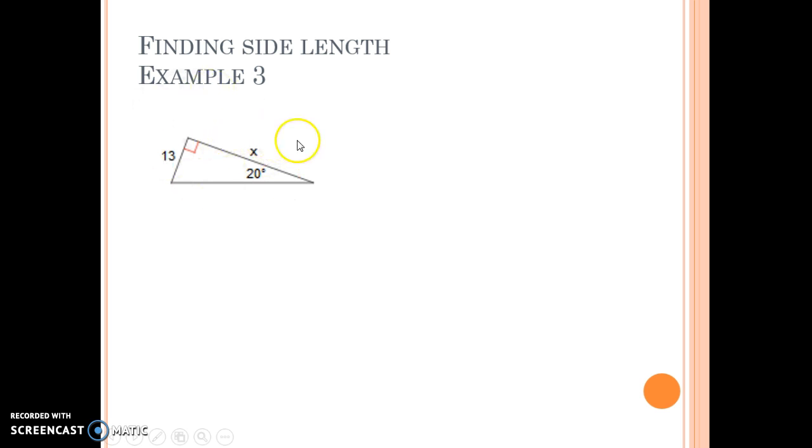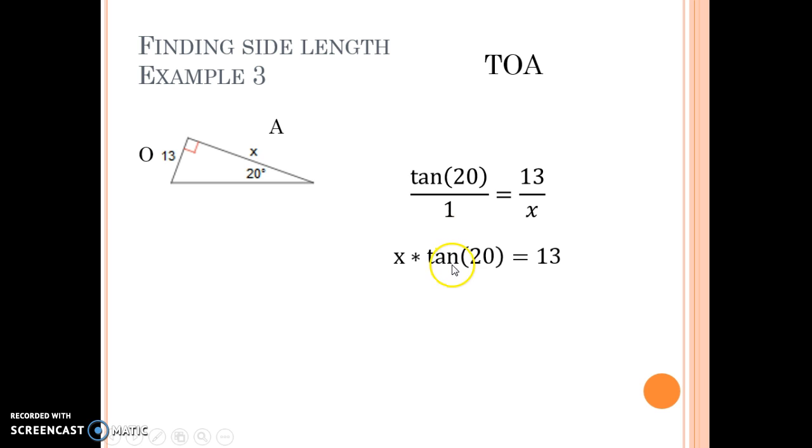Let's look at another one. Again, first label your sides. So this is opposite. And this one's the adjacent because it's right next to that angle, but it's not the hypotenuse. So TOA, tangent, uses opposite and adjacent. So we say tangent of the angle 20 is equal to 13 over x. So I cross multiply and I get 13 is equal to x tangent of 20. I divide both sides by the tangent of 20 and I put 13 divided by the tangent of 20 into my calculator. And so that side, x, is 35.7. Let's go practice.